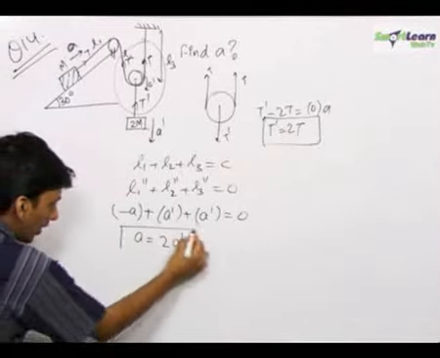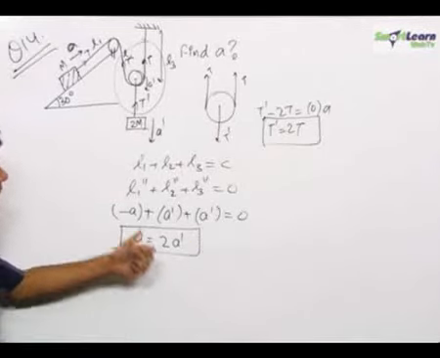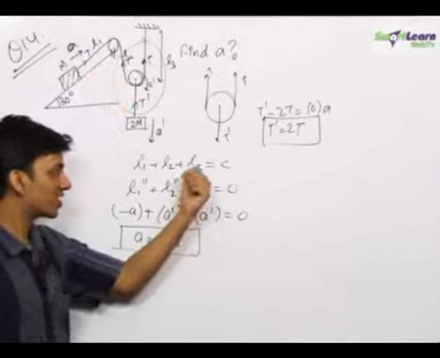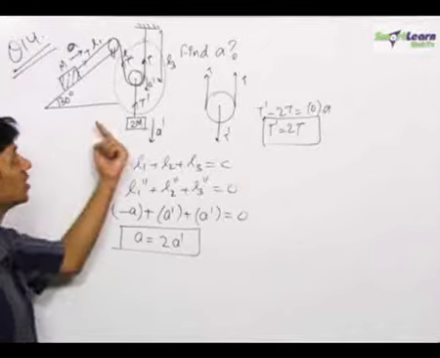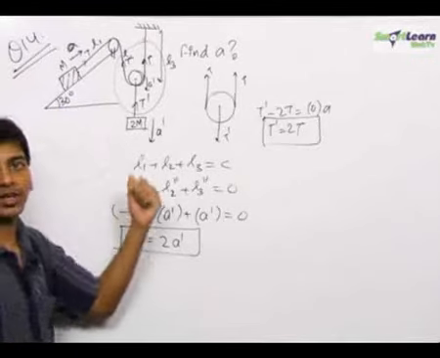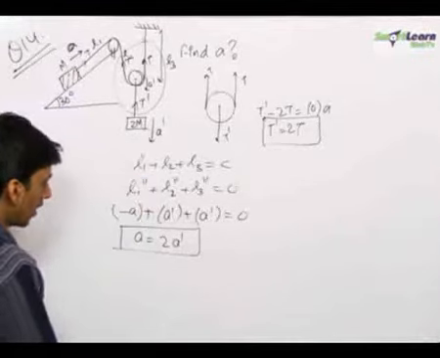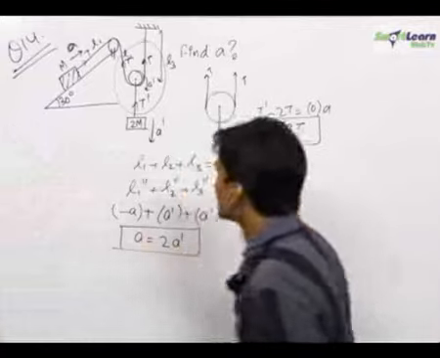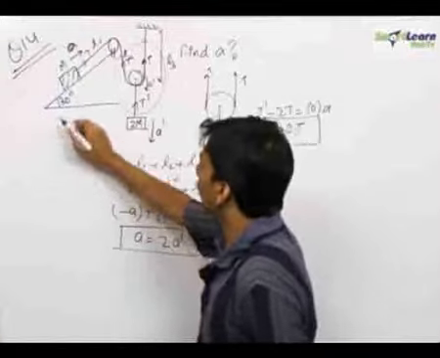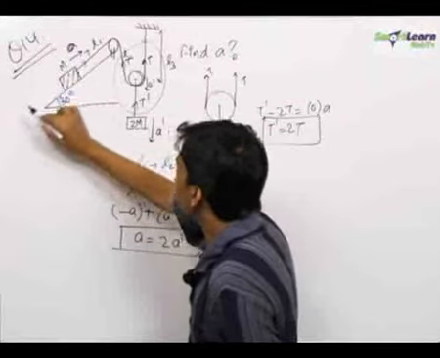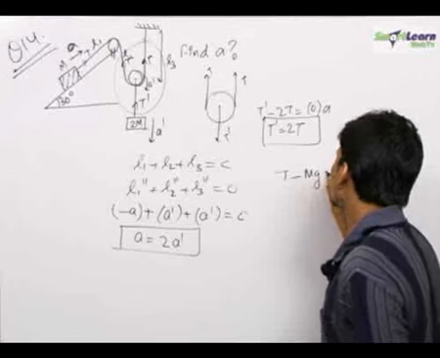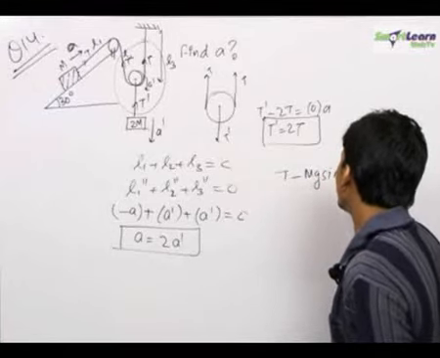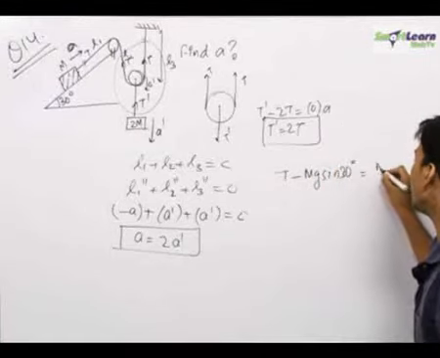This is another important result which we get. Now this method is known as string constraint, and the string constraint is always used to find out the relation between the accelerations of the various blocks. Therefore A is equal to 2 A dash. Now we write the equation for this block along the incline. That gives us T minus mg sine theta, that is mg sine 30 degrees, is equal to m into A.